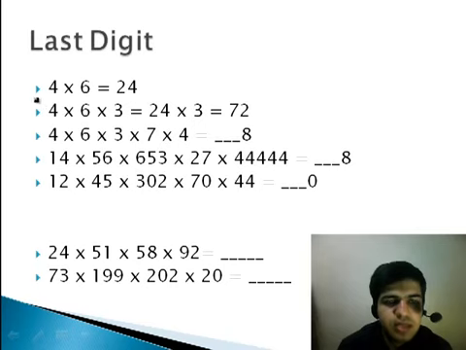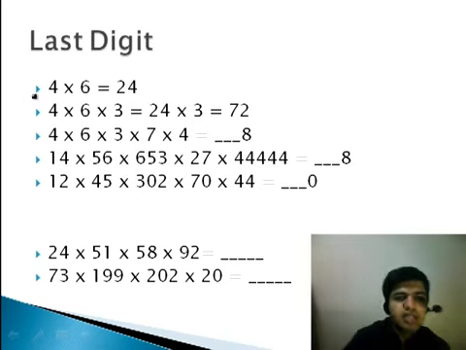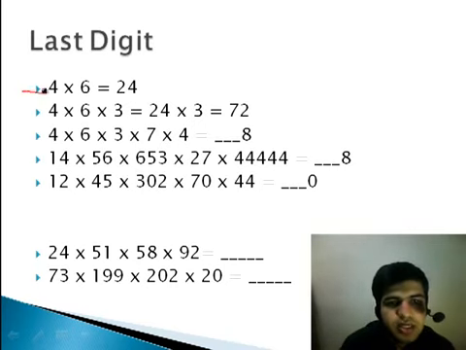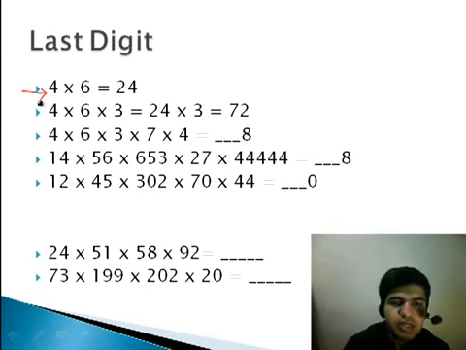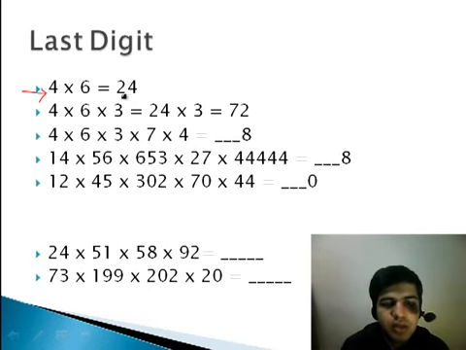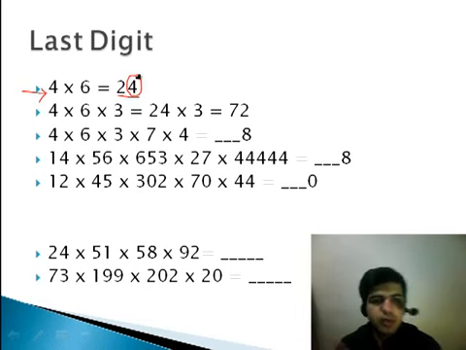Consider these basic sums of finding out the last digit. Consider this first example that we've got over here, 4 into 6. This is the very basic thing. 4 into 6. What would be the last digit? We know that 4 into 6, the multiplication would be 24. So only 4 is material to us. We need only 4. The answer would be 4.